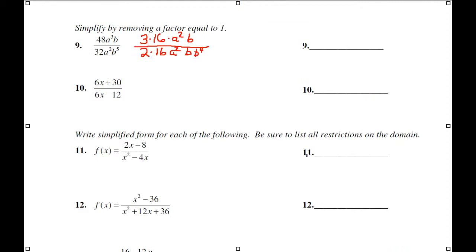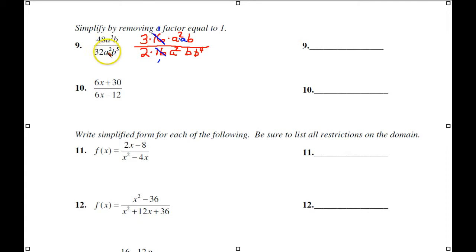Now our strategy for number 9 is we want to remove factors equal to 1 as we simplify. So I look at 48 and I realize that is 3 times 16. And I look at 32 and that is 2 times 16. So 16 divided by 16 is a 1. And then I modified my a to the third to make it a to the second times a. I left that out.